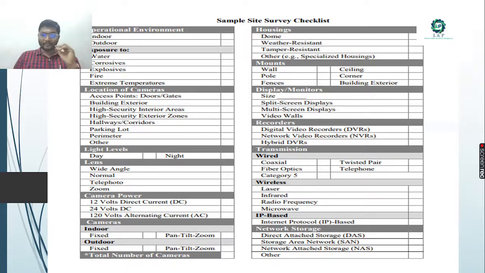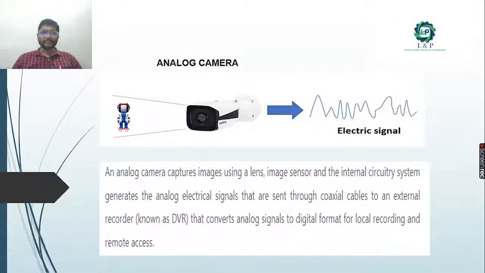And what sort of network storage are you going to plan? Are you going to plan for a hard disk, 1 terabyte, 2 terabytes? How are you going to allocate your memory? So those things you need to survey before planning, before installing, before purchasing your CCTV camera system for the particular project. So first let us try to know the analog camera, how it works.